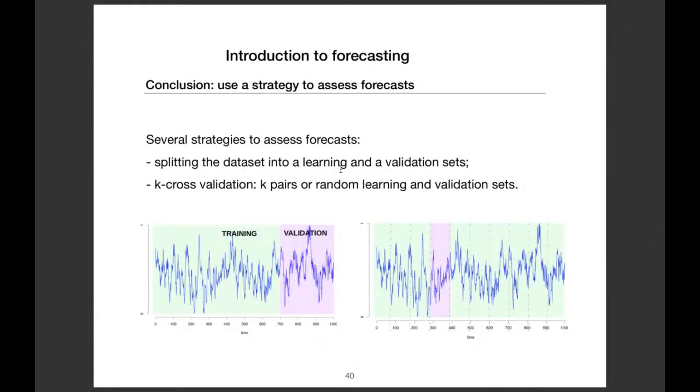And so you can split the data set into two parts, a learning part and a validation set. You estimate the parameters of the model on the training part. And once you think your parameters are well estimated, you try to estimate the forecast on the validation part. Or you can use another strategy named K-cross validation, where in fact you will divide your data set into a learning part and validation set, but you can do it randomly. And so you can compute random pairs of validation set and learning set.